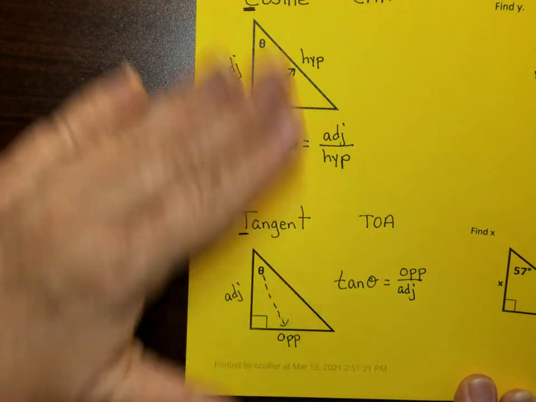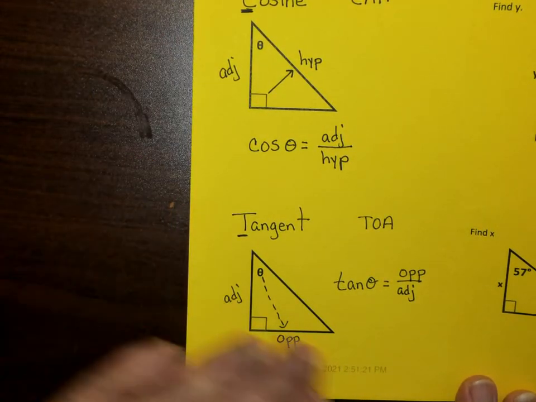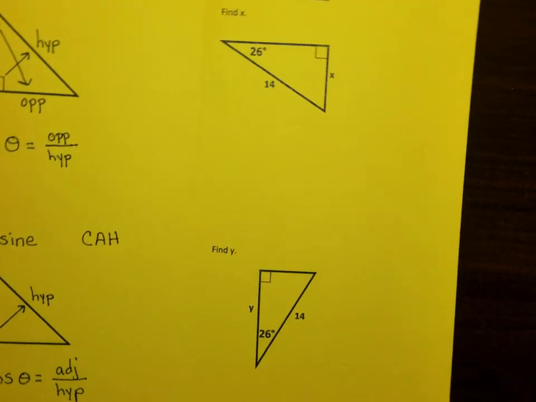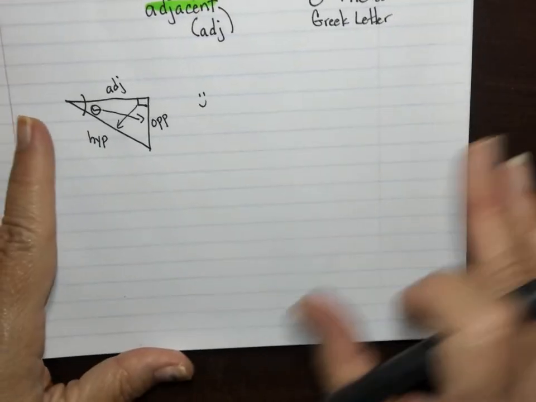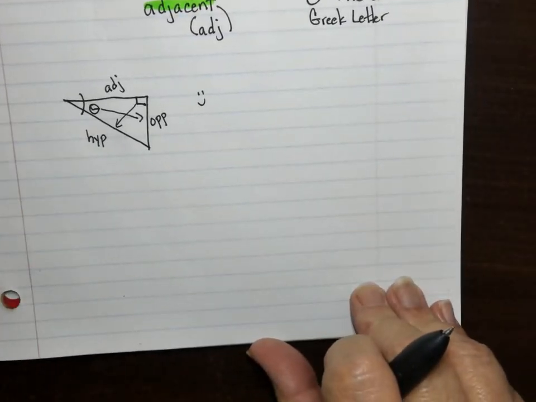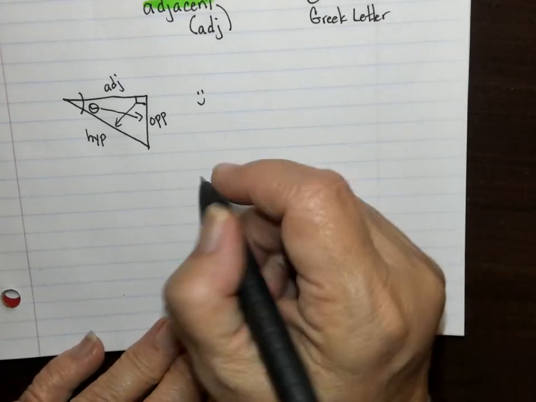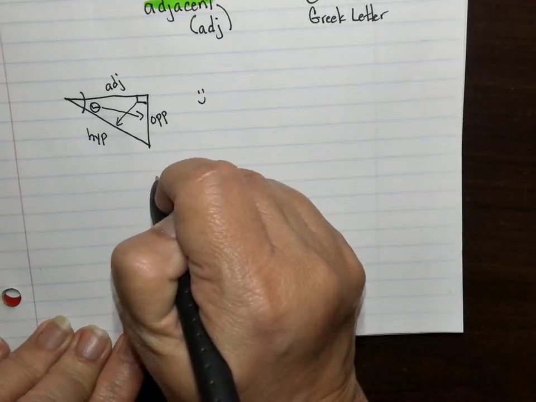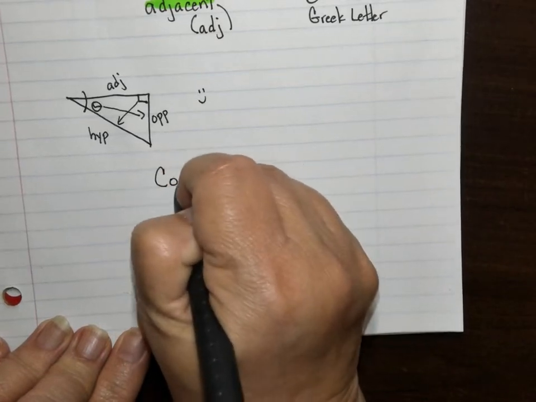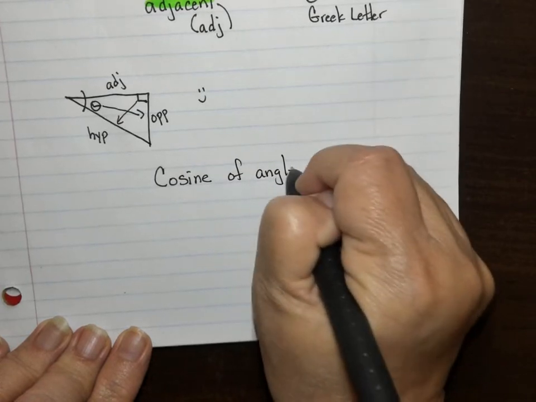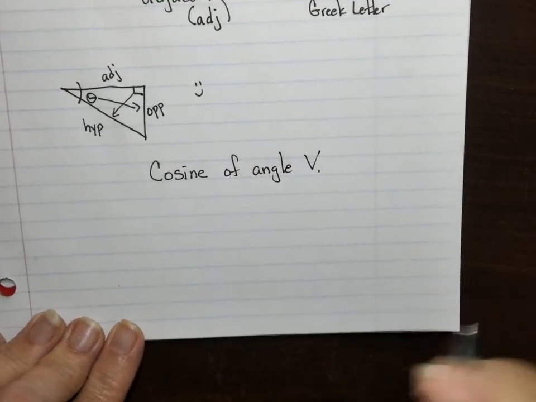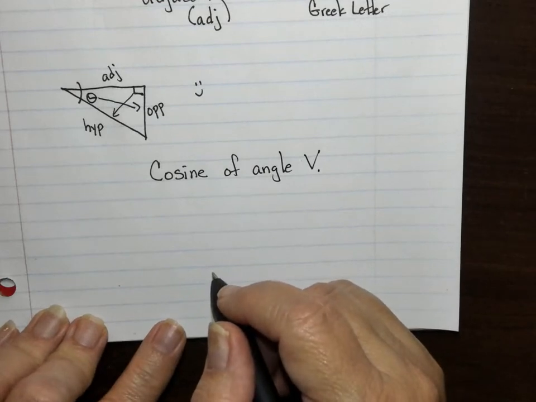Alright, and so for today, we're just learning how to set it up. Tomorrow, we're going to do this side and learn the problems. But let's do an example of just how to set it up, and then you're going to do a little bit of practice on iXL. So I'm going to go back to my notebook, and I'm actually going to write a problem that was on the iXL. And it says, cosine of angle V. And then it had this picture on here.